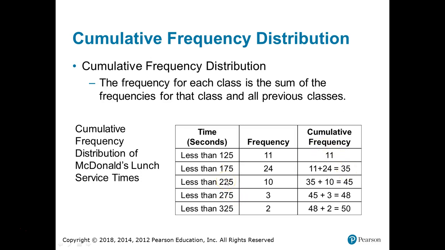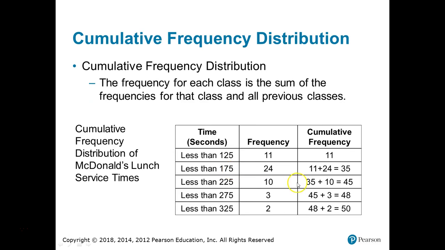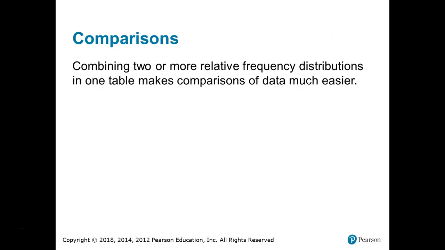How many cumulative frequency is less than 225? Well, it's going to be 11 plus 24 plus 10, or the 35 plus 10 for 45. Less than 275 is 45 plus 3. Less than 325 is 48 plus 2, or all 50 of them. So all 50 data points are less than 325, or 100% of them.